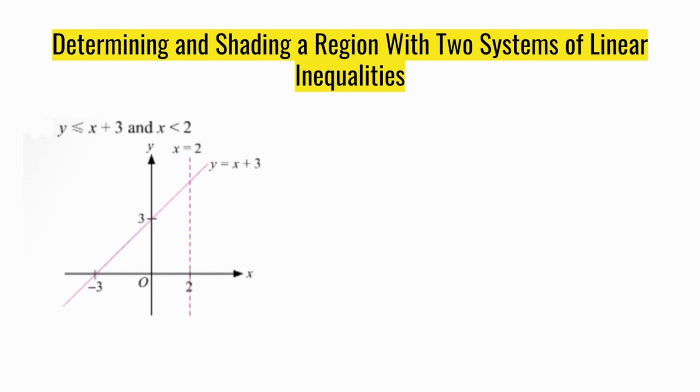We are going to be determining and shading a region with two systems of linear inequalities. Often in questions, they will give you two inequalities which they want you to shade. So first of all, you have to plot the lines. Over here, the lines are already given, but I will reiterate how to plot them. We have to plot y equals x plus 3 and x equals 2, because of the inequalities given above, which they want us to shade, which are y less than or equal to x plus 3 and x less than 2.